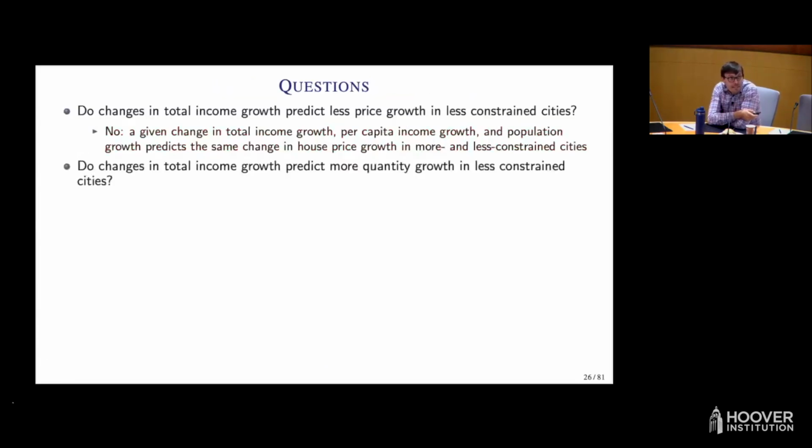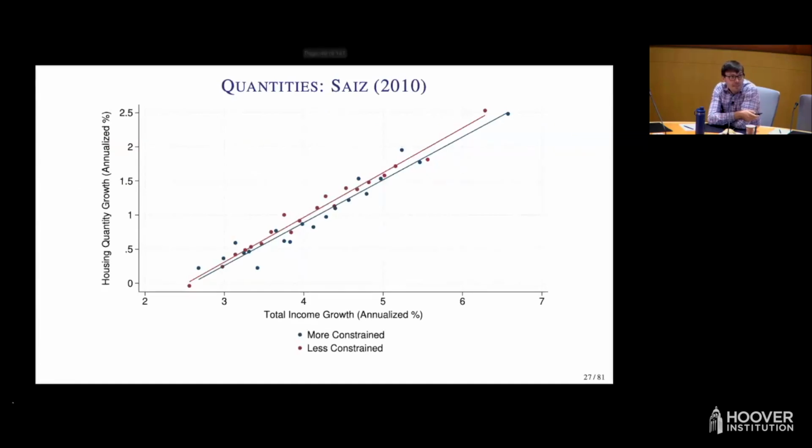No difference in slopes and prices. Do you see the difference in slopes and quantities? This is what the quantity regressions look like, grouped by size into more or less constrained cities. You can see these lines are essentially on top of each other. Higher income growth translates into essentially the same housing quantity growth. It doesn't matter if the cities are more or less constrained. There's also not much of an intercept here at all.